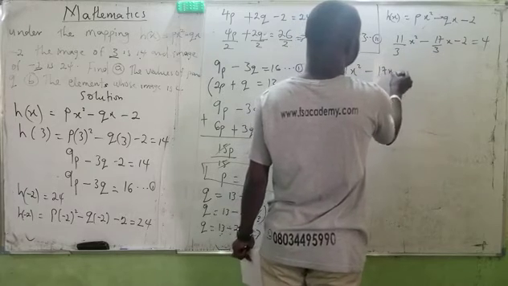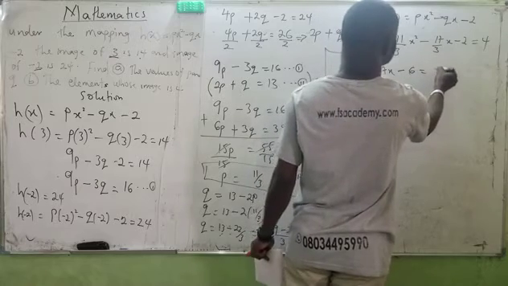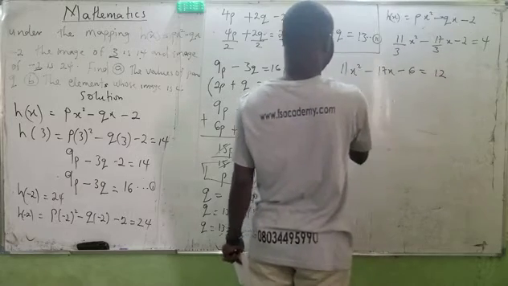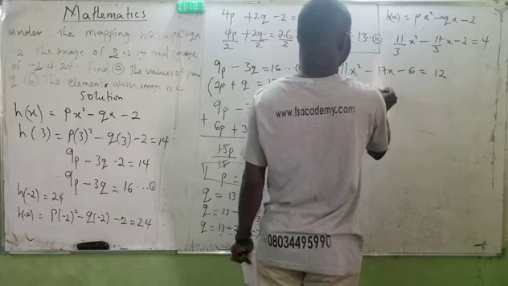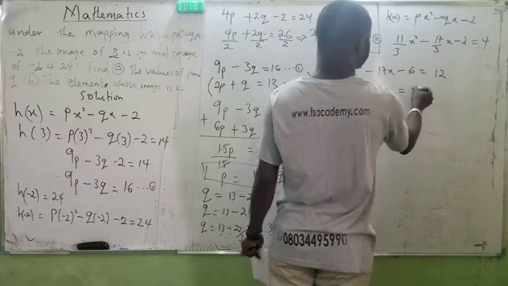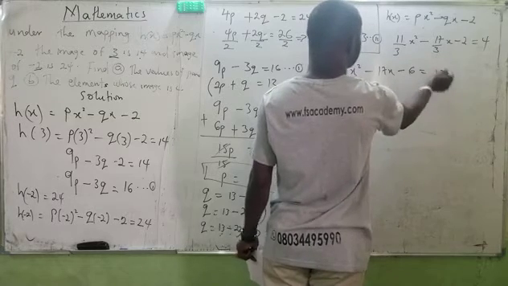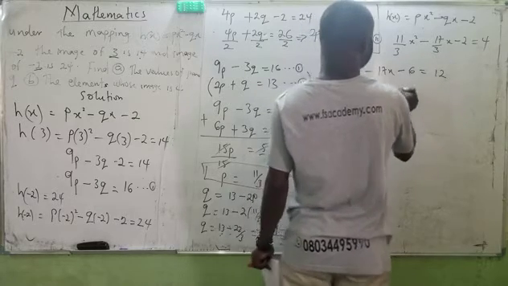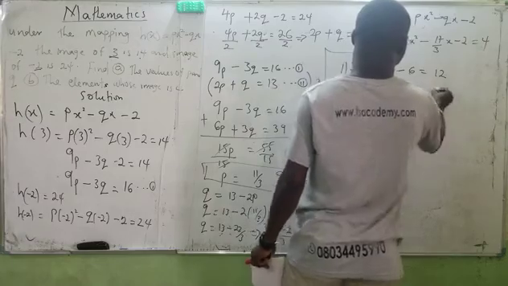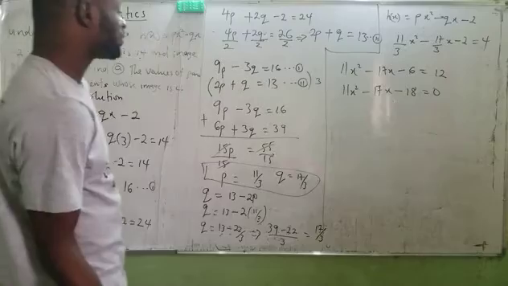minus 17x minus 6 equals what? 12, which gives 11x squared minus 17x equals, when this comes over, that'll be 18, minus 18 equals 0. Now I can run to the quadratic equation and solve this.